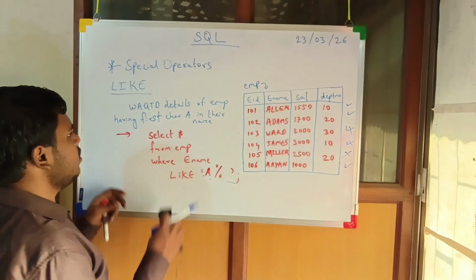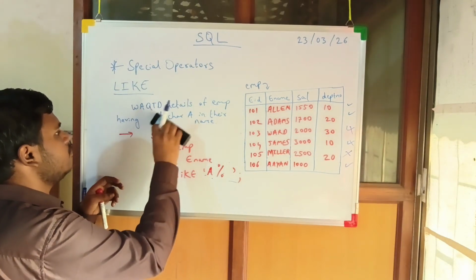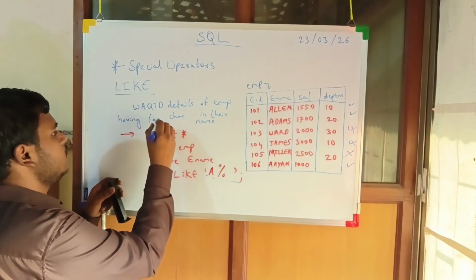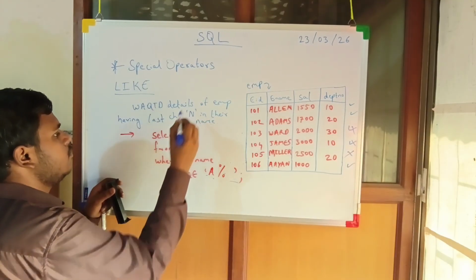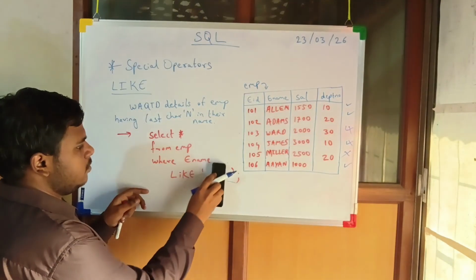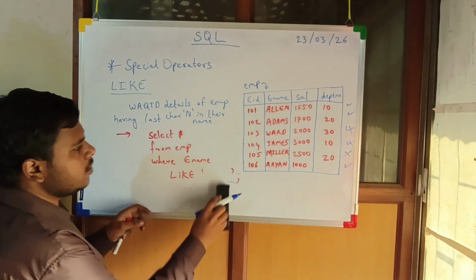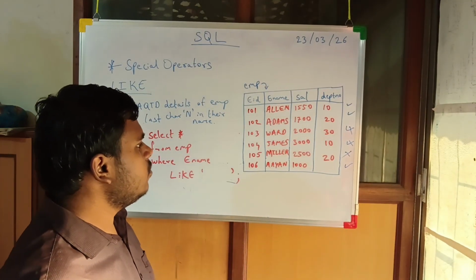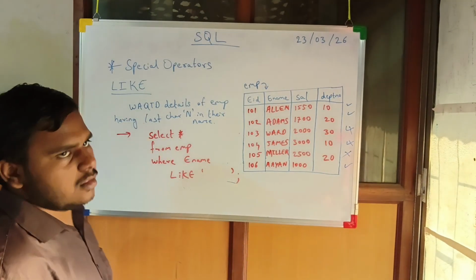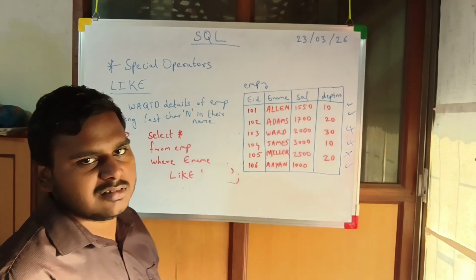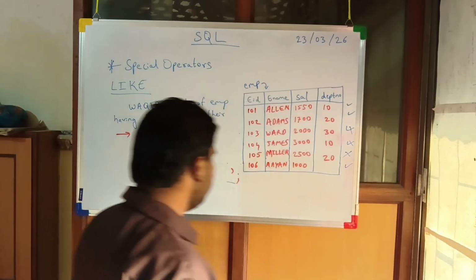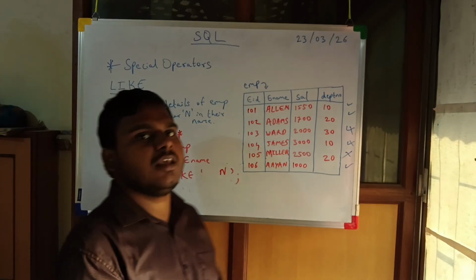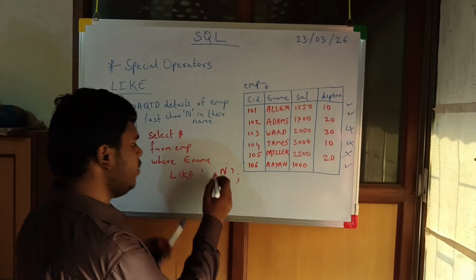Now if I change the question, now I want the last character to be N. Last character N means Ian and Alan both are there. Only 2 employees are there whose names end with N. How will we write it? Try to solve. Okay, so the last character N is fixed. Before the last it can be any characters, I don't care at all. So what will I write? I will write percentage here.